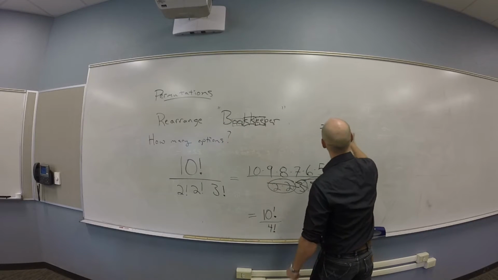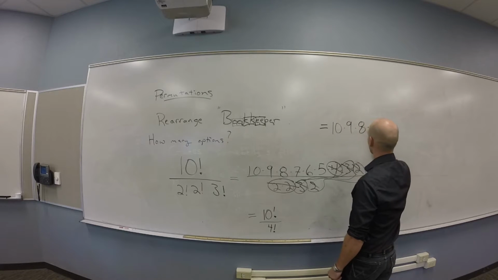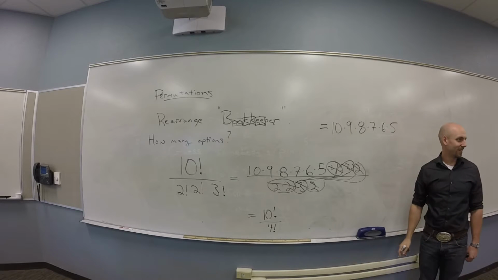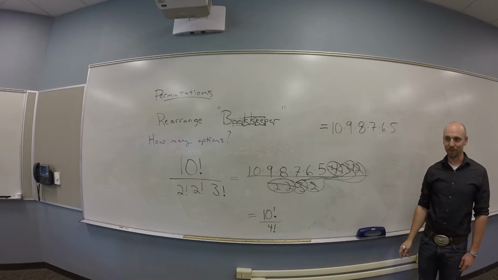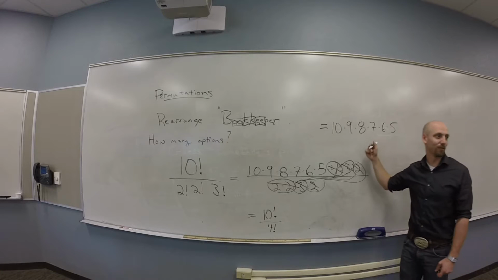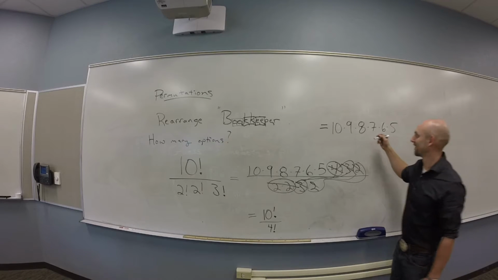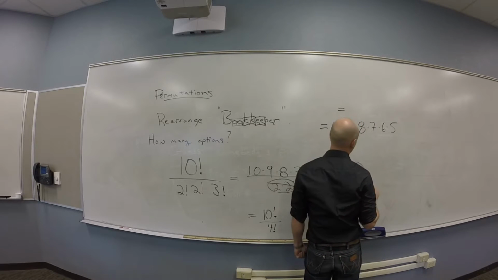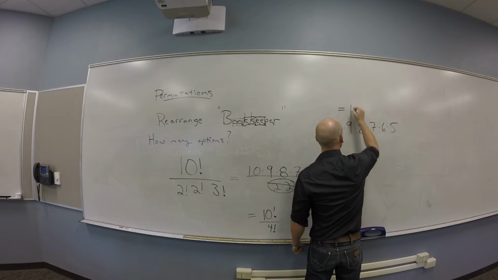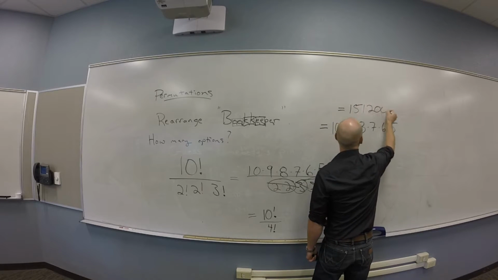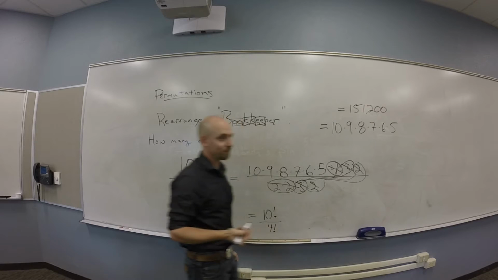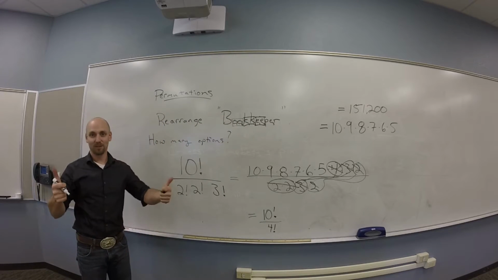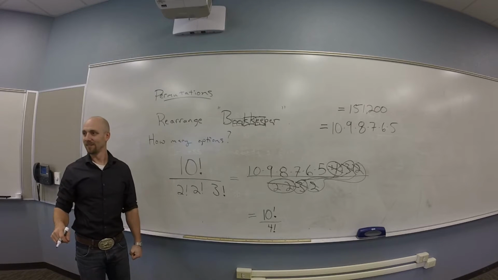As a usual number, this is 10 times 9 times 8 times 7 times 6 times 5, which is a lot. Somebody want to give me an actual number for this? And then I'll explain where the 4 went. It is 151,200. So this is 151,200 rearrangements of the word bookkeeper. Great. Cool. Neat. That's how we get those puzzles.